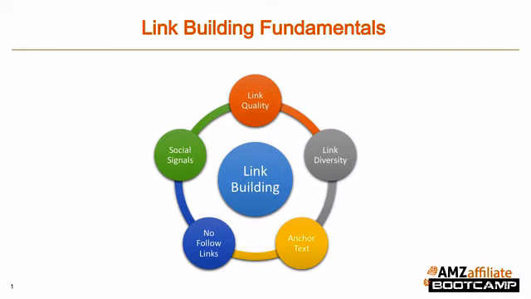Number 1 is link quality. Number 2 is link diversity. 3 is anchor text of the links that we'll be building. Number 4 is nofollow links. And number 5 is social signals. If you don't know what those are, don't worry, I'm going to be going through them each one by one.